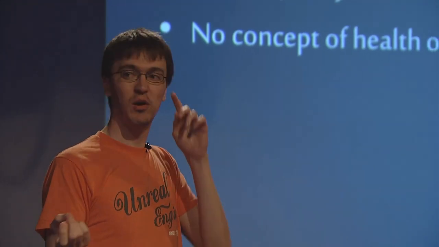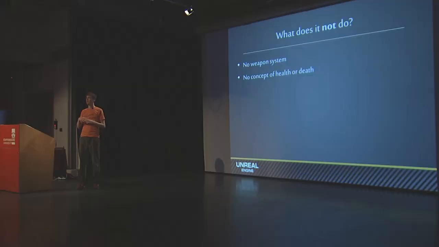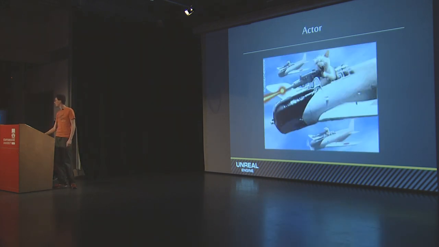So what do we not do in the framework? We don't have any kind of weapon system. We did in UE3, but we found it was really unhelpful because every game has a different idea of a weapon. Many games don't have any weapons. So rather than trying to do that, we'll leave you to do it, and we'll just try and have some good tutorials on how you might put that together. There's no idea of health or death either. That, again, is very game-specific, and we felt like we didn't really bring any value there, so we didn't bother doing it. Okay.